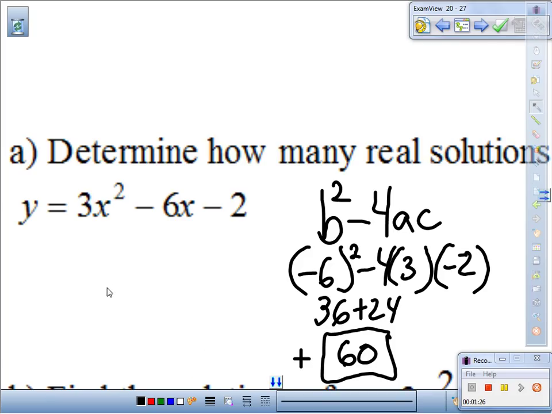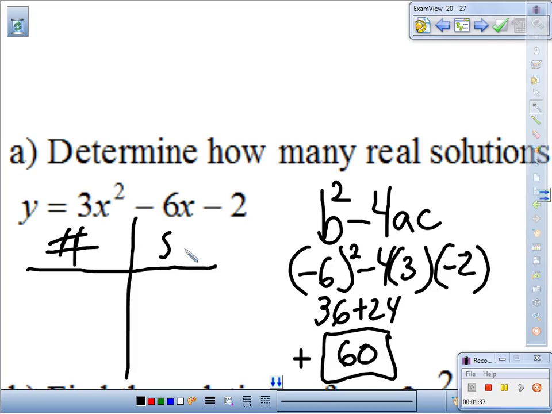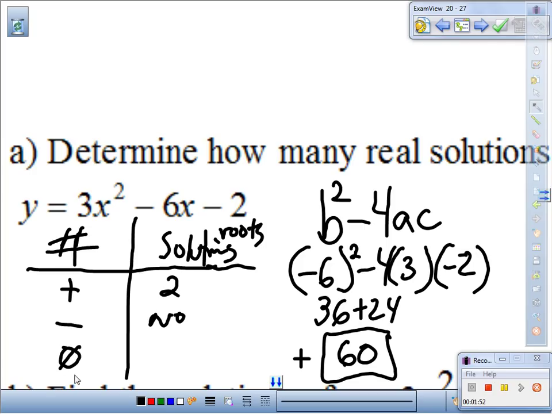All right, let me draw the little table over here that I gave you guys in regards to number of solutions or roots. If you get a positive number, we get 2 solutions. If you get a negative number, you get no solutions. If you get 0, you get 1 solution. So what number did we get? 60. What is that? A positive number. So how many solutions are we getting? 2. So I'm just going to write 2 solutions. That's how you do that part.